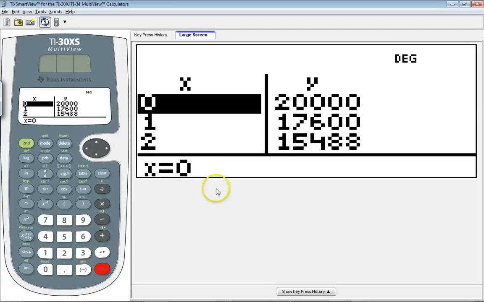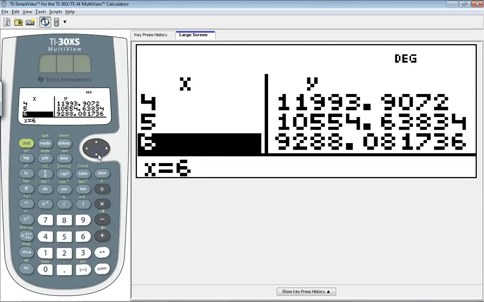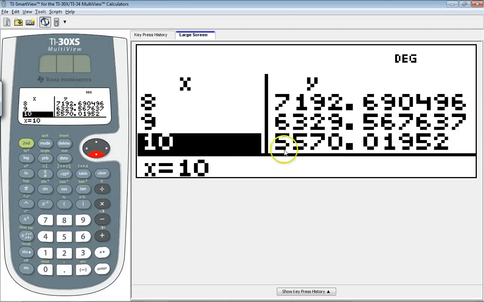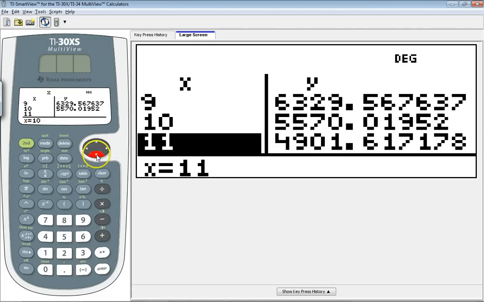4,900. So watch out for it to get down that low. So let's just go down. You see the value of the boat. If you keep your eyes on the y side, the value of the boat is shrinking.